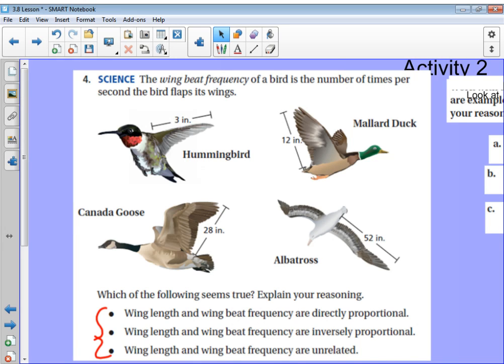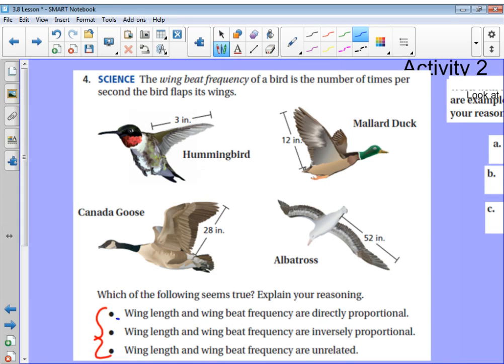The second one says the wing length and the wing beat frequency are inversely proportional. So as, for example, the wings get longer, then they mean that the frequency would get shorter or less times that they would have to flap their wings, or vice versa. As the wings got shorter, then the frequency would have to be higher. They would have to flap the wings more. Or the third one says wing length and wing beat frequency are unrelated. They have nothing to do with each other. So go ahead and take a guess as to which of these you think is the correct answer.